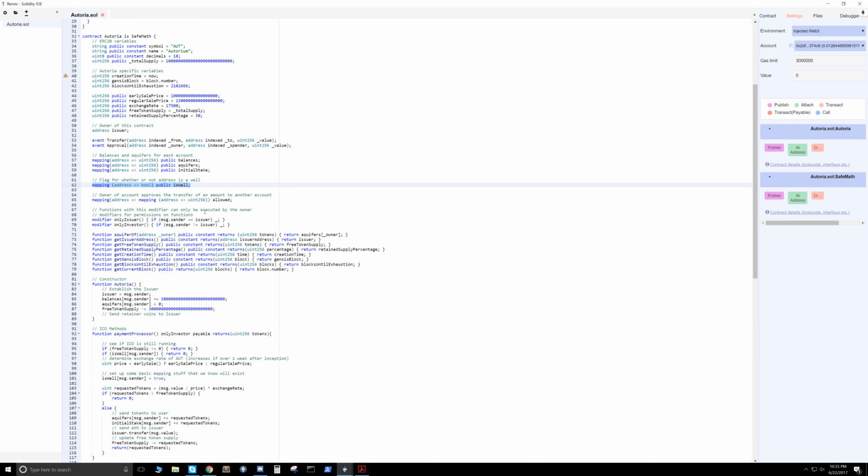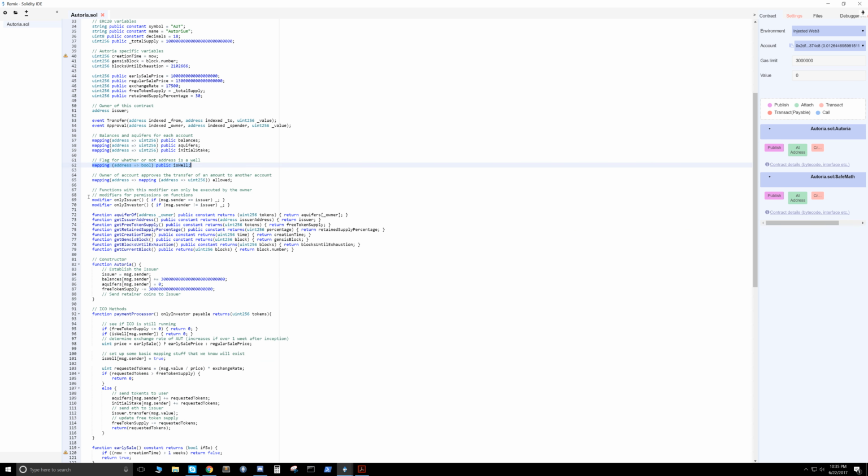So similarly, we have these modifiers, the issuers and the investors. The issuers, obviously, our Genesis address, I guess you could call it.